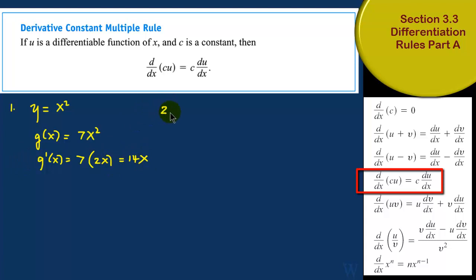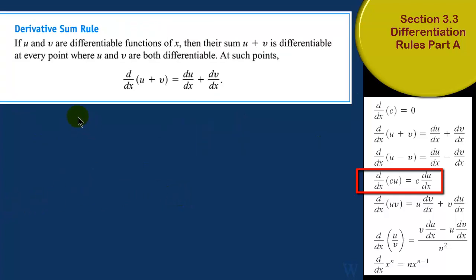Another example, suppose y is equal to, we can define it as, say, 6x to the 5th. That means by the derivative constant multiple rule, y prime is equal to 6 times the derivative of x to the 5th. So 5x to the 4th, which is equal to 30x to the 4th, and so on and so forth.